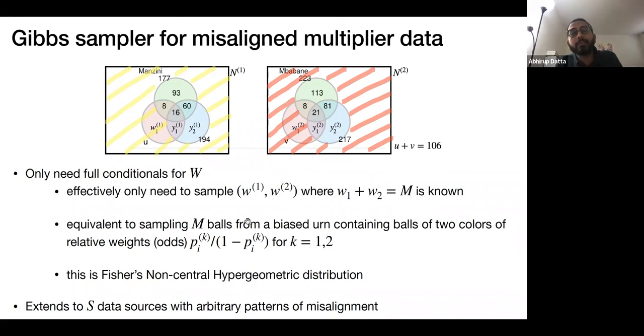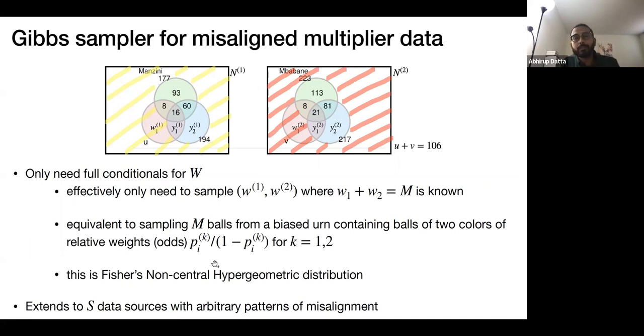So this is equivalent to sampling m balls from an urn containing balls of 2 colors. But now these are in different regions with different inclusion probabilities. So this can be viewed as a biased urn. So in the urn, not only do you have balls of 2 different colors, but you also have different odds of picking a red ball versus a black ball. And it turns out that this is called a non-central or Fisher's non-central hypergeometric distribution.